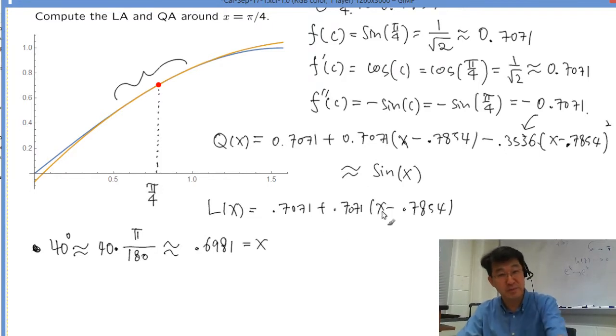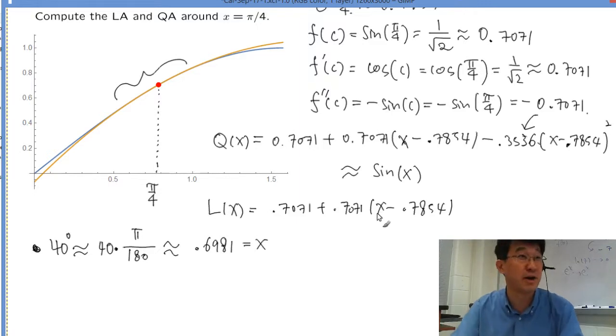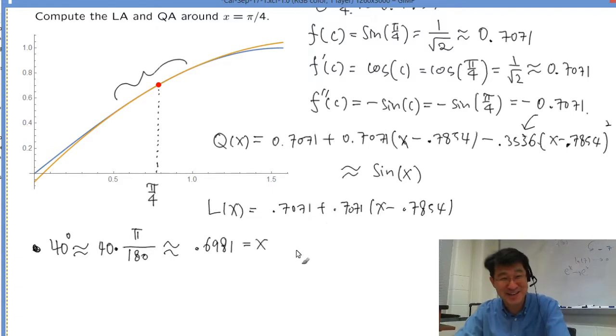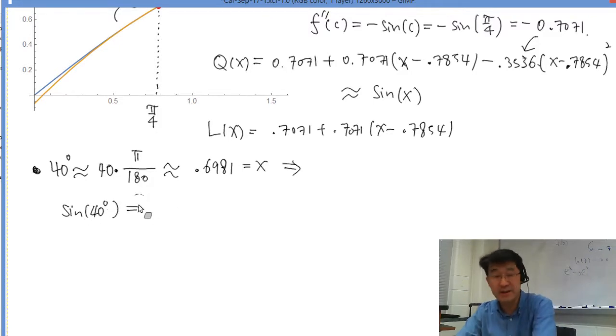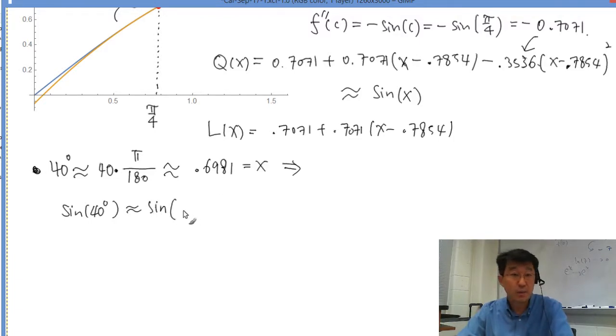If I pay you, you can multiply all that, right? Because all you have to do is multiply decimals and add and subtract. Yeah, we can do that. So let's do it here. Let me write down the whole summary. Sine of 40 degrees, what is it in radians, roughly? Because we took this approximation, I go like this. Sine of how many radians? 0.6981. Is that right?